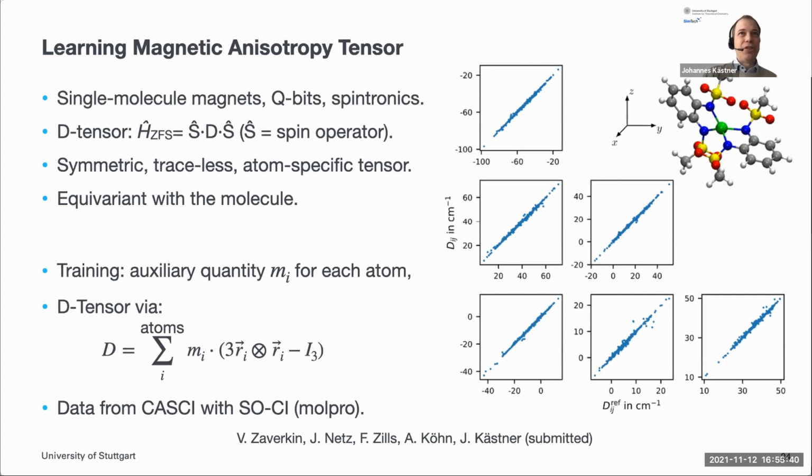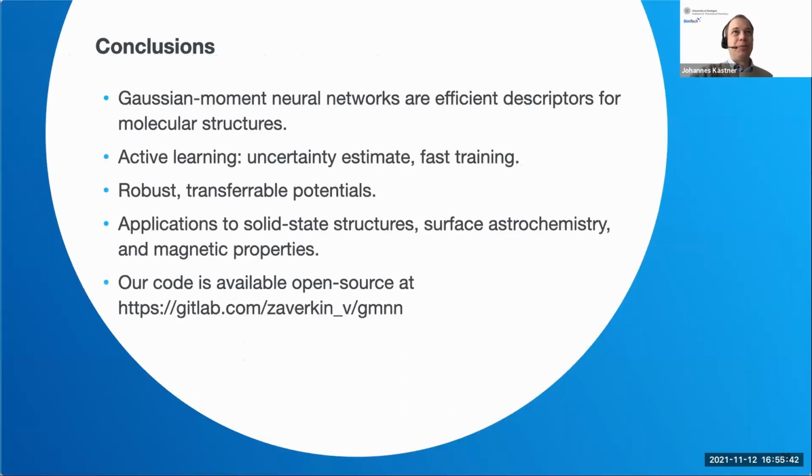Well, that's essentially everything I want to tell you. Let me summarize. I hope I have convinced you that this Gaussian moment neural network approach is an efficient descriptor for molecular structures, for potential energy surfaces, but other things as well. The tensors have, of course, also been trained by the Gaussian moment neural networks. For active learning, we need an uncertainty estimate, but we can provide that as well, and we need fast training. But having that, we can really calculate globally accurate potential energy surface, which leads to robust and transferable potentials.